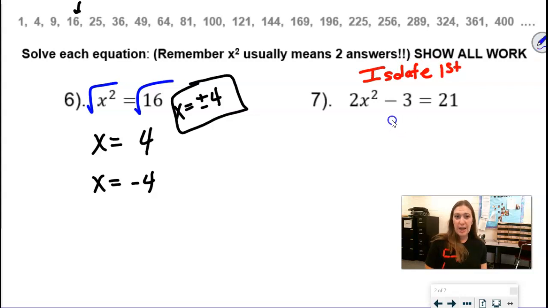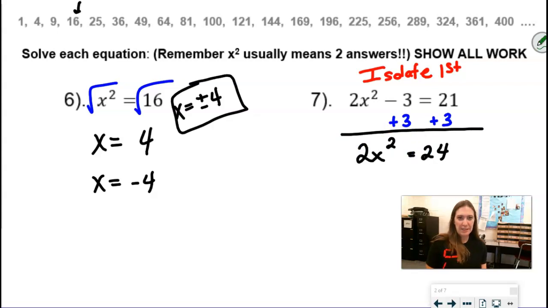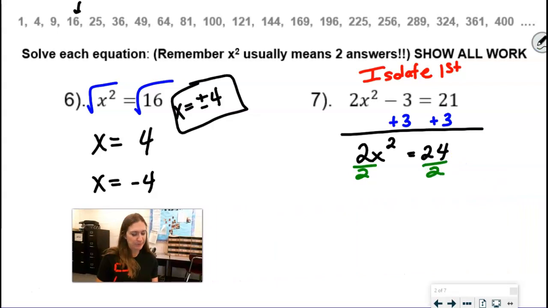So let's do that. We're going to add 3 to both sides. Little gut instinct, I bet, told you to do that. Just like you would solve an equation, right? A linear equation, but at the end of this, we're going to have to square root. All right, don't square root yet because we still haven't isolated. Now we're going to divide both sides by 2. I'm going to get my head out of the way. There we go. And now we have x squared equals 12.